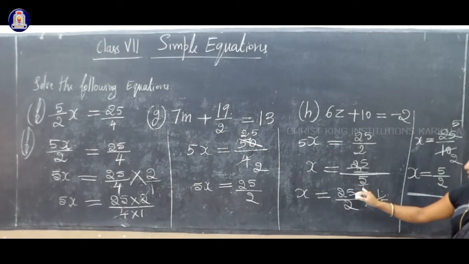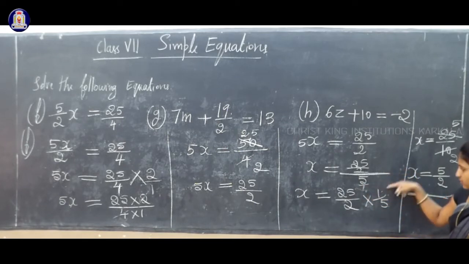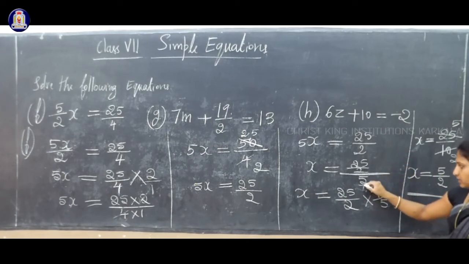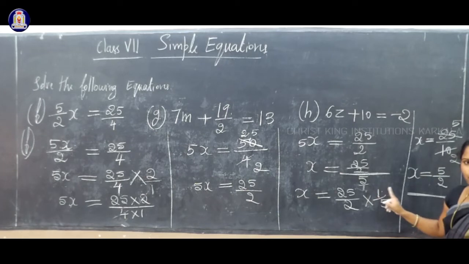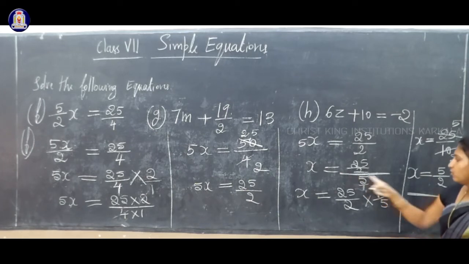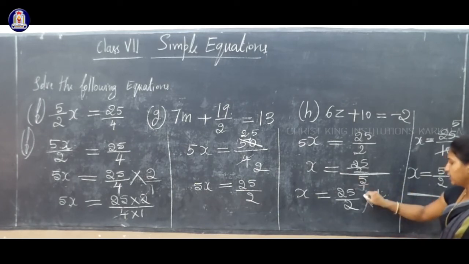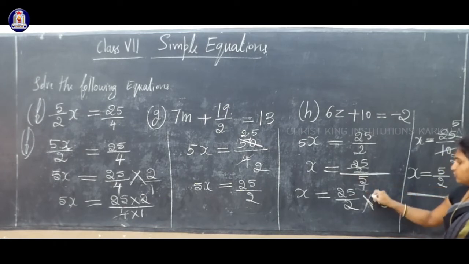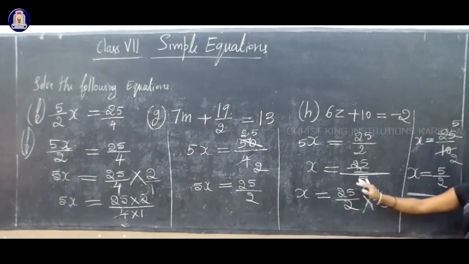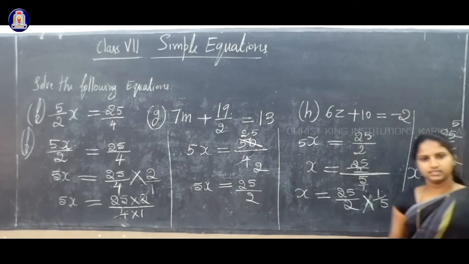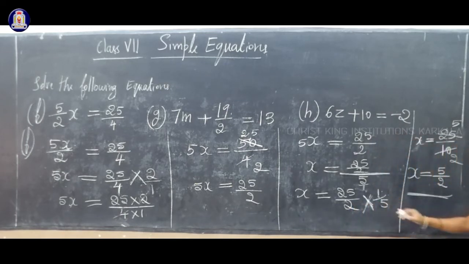Clear? Then we can write 5 by 1. So if you take the inverse, this will go to the numerator. Denominator we write first, right? So this 5 by 1 will change into 1 by 5. Clear? This division will change into multiplication. So 5 by 1 can be written as 1 by 5.